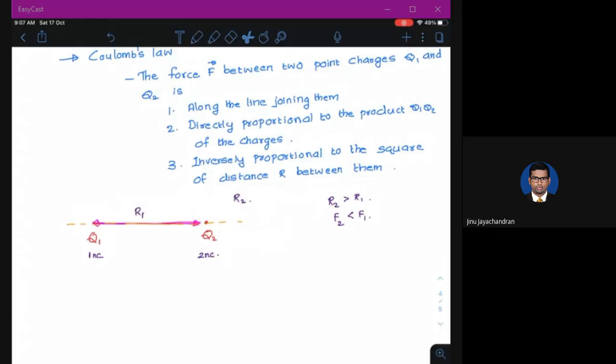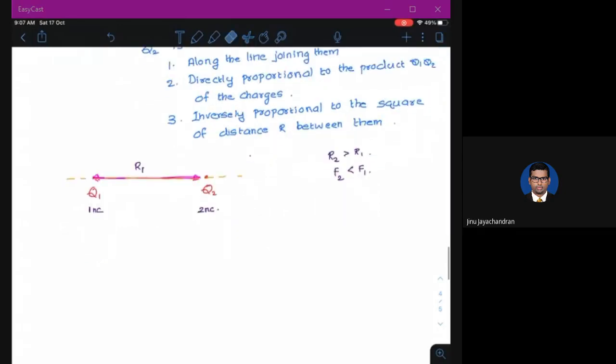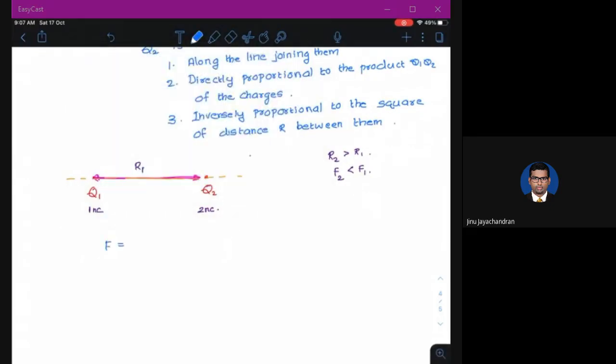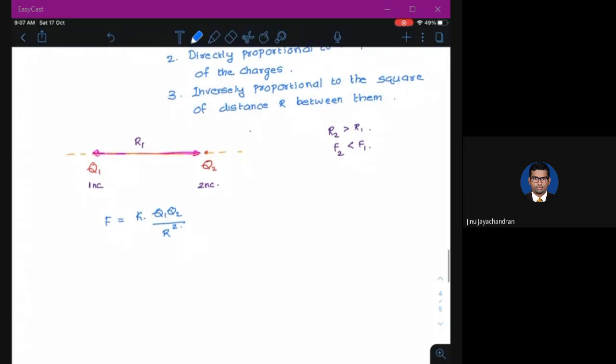Now, if I write Coulomb's law in terms of a mathematical formula, then I can write it in general as, the force F is equal to some proportionality constant multiplied by the product of charges and inversely proportional to the square of distance. So as you increase the distance, force decreases. As you increase the charge, the force increases.